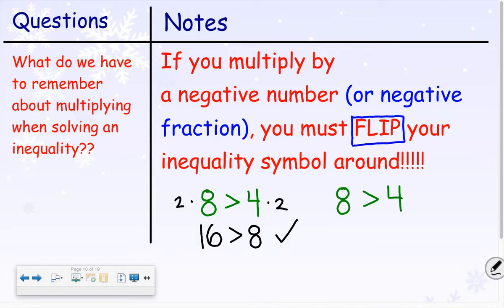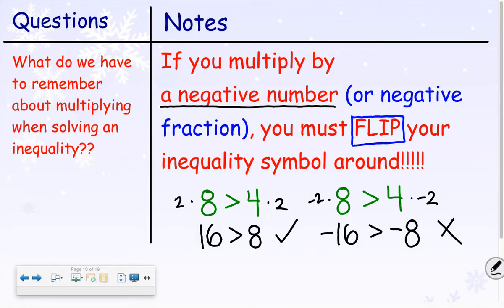Now, if I multiply both sides by a negative number instead, I would get negative 16 is greater than negative 8. Now, is that true? No. Negative 16 is less than negative 8. So that is no longer an accurate inequality. You have to flip the inequality symbol around in order for it to still be true.